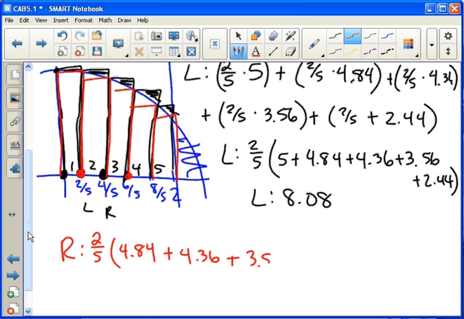So if you notice, most of these numbers are in common. My left Riemann sum uses the left endpoint, but not the right. My right Riemann sum uses the right endpoint, but not the left. So there's really just one number different when we're solving these.